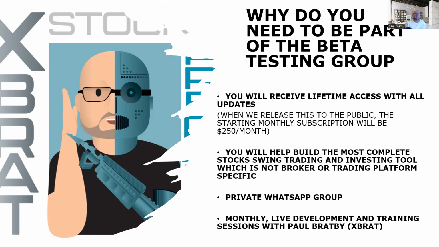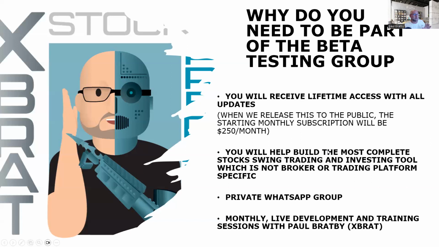But if you want to add the xBrat algo to the chart and the xBrat algo scanner, that's an extra $50 a month. And then the same for Elliott Wave, and so on and so forth. So it could be around about $500 a month for those that have everything.